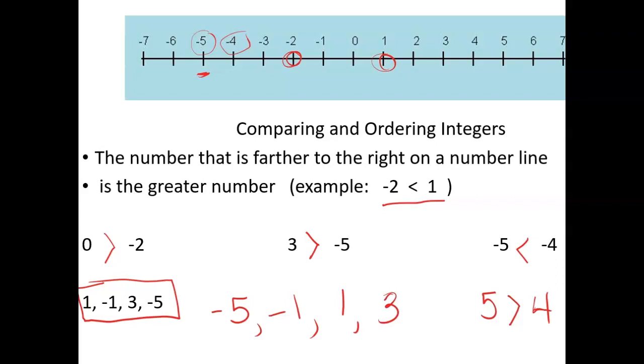You're going to do a workbook page that just reviews this information, and then we're going to move on to adding and subtracting negative numbers.